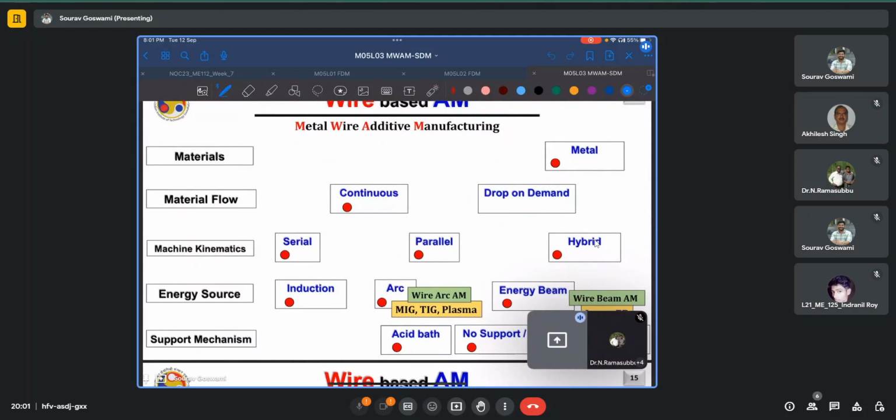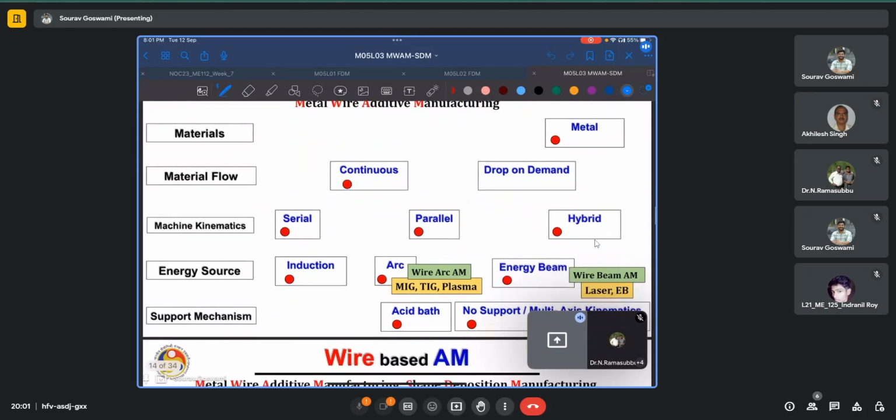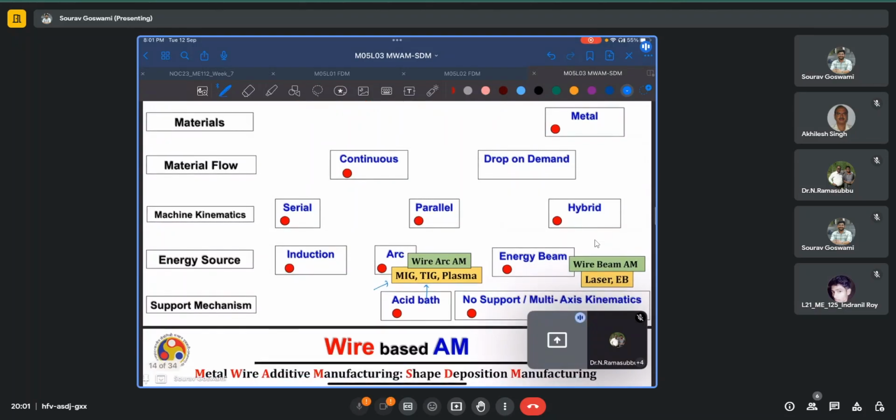Now, for metal wire based AM processes, which use arc as the heat source, maybe processes which are similar to MIG welding or metal inert gas welding, TIG welding or tungsten inert gas welding, or even plasma welding. And for processes which are using an energy beam as a source, such as electron beam or, more commonly, laser beam, are the energy beam based AM processes.